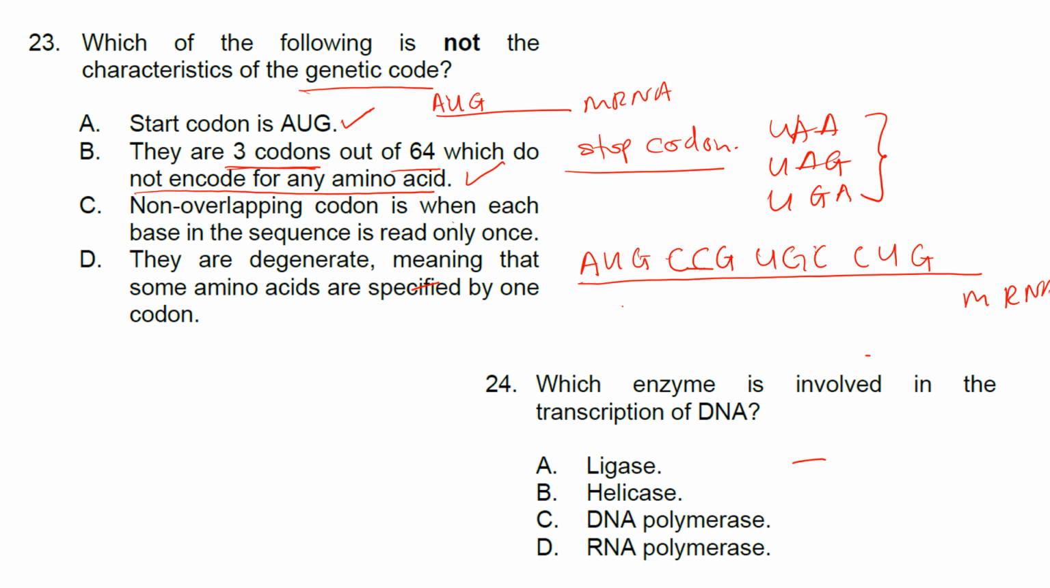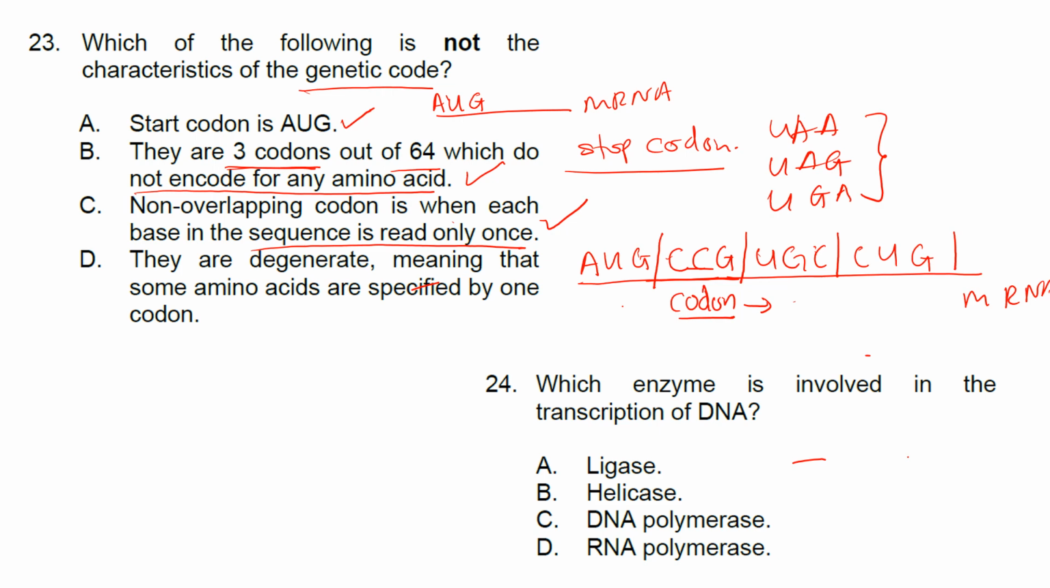These are an example of a sequence found on mRNA. Every 3 bases we call a codon. Each codon will be read only once to specify or code for a certain amino acid in the process of synthesizing the polypeptide chain. So each codon can only be read once, non-overlapping. So statement C is correct.